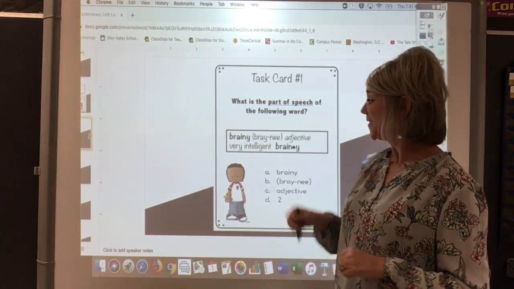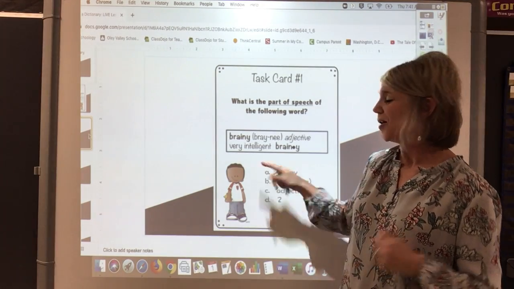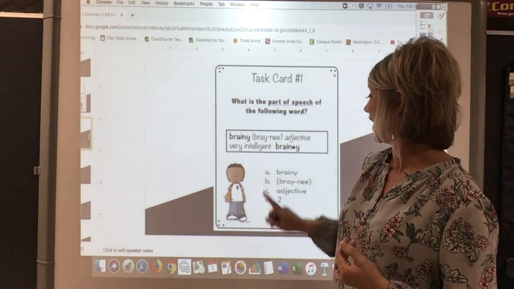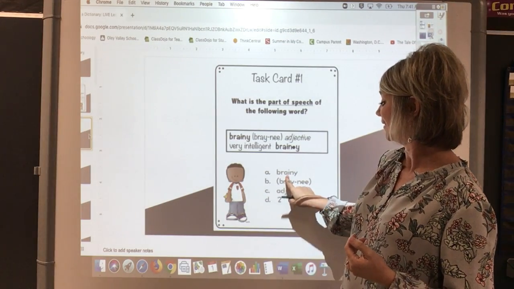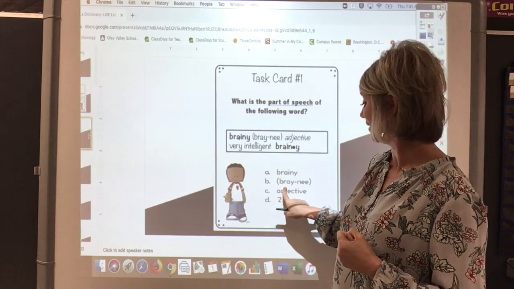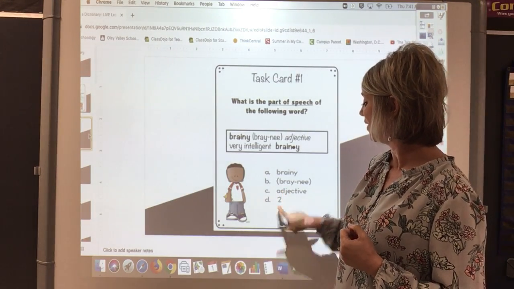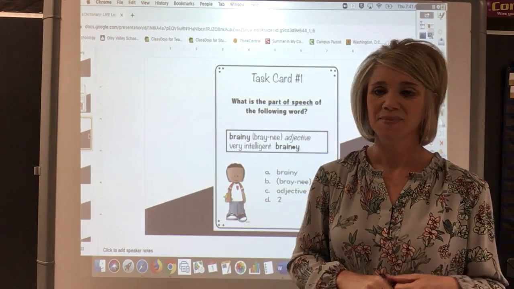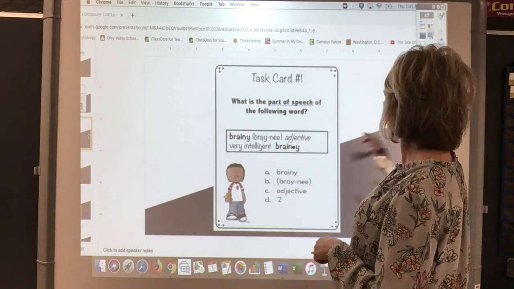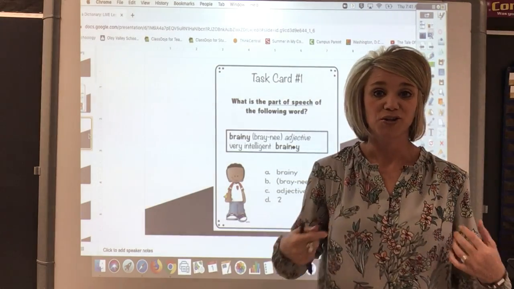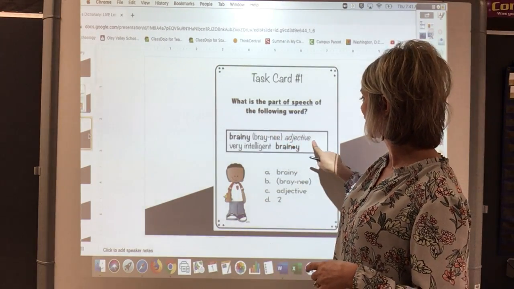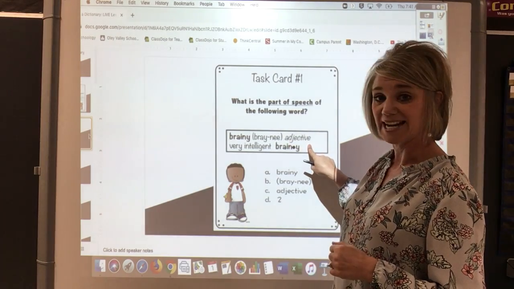So, if you look at this entry, what is the part of speech? Is it brainy? Is it adjective? Or is it to? If you said it's an adjective, you are correct. That is the part of speech, and it is found right here in the entry.